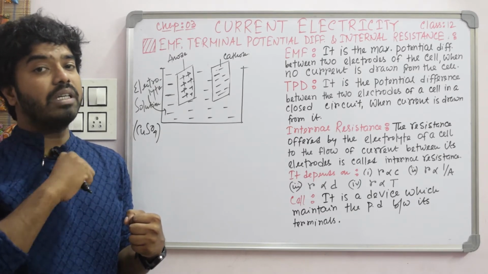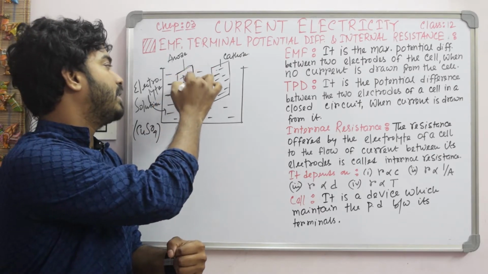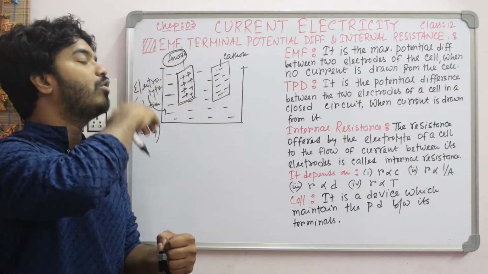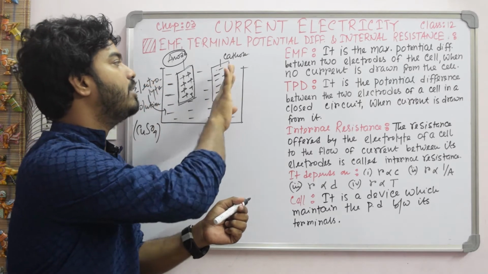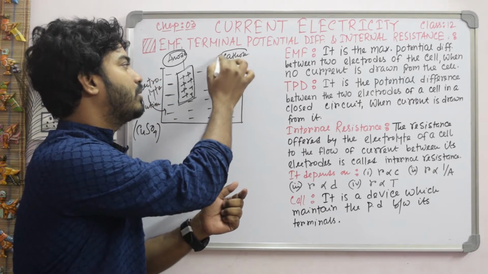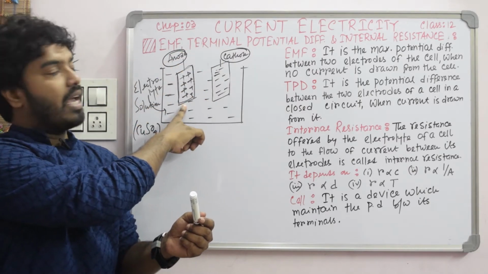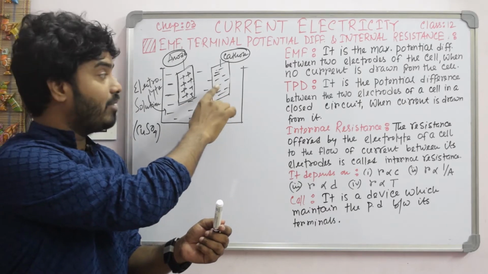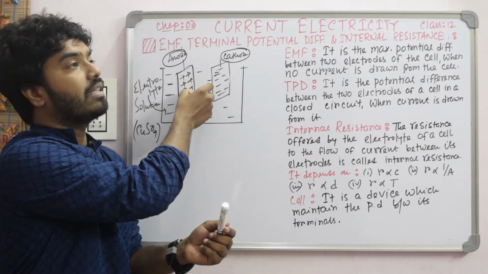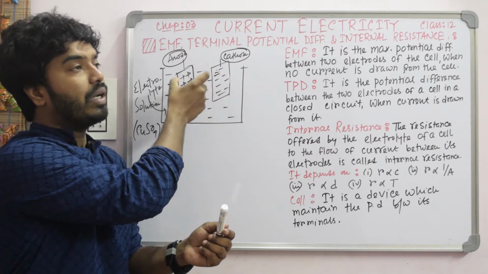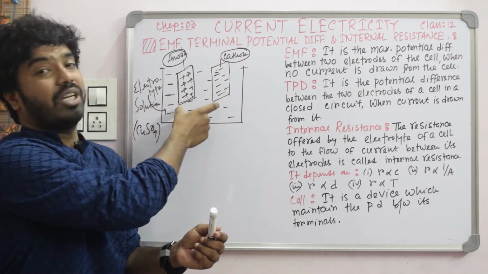Now this non-electric force accumulates the positive charge at this plate, which is named as anode, and accumulates the negative charge at the other plate, which is named as cathode. So obviously this positive plate has higher potential and this negative plate has lower potential. So there is always a potential difference between the two electrodes. A cell is a device which maintains this potential difference.